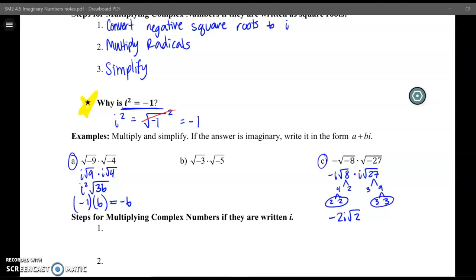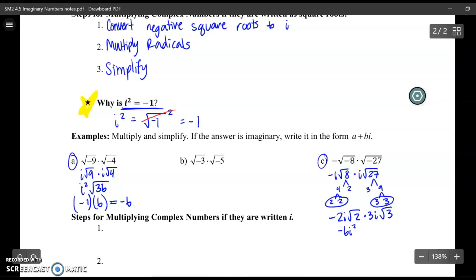So my 3 that is in a pair gets to come out front with my i, and I'm left with the 3 left over. So now I'm going to multiply my radicals together. And I'm going to multiply the outside numbers together, so I'm going to get negative 6i squared, and I'll multiply the inside numbers together. So 2 times 3 is 6.